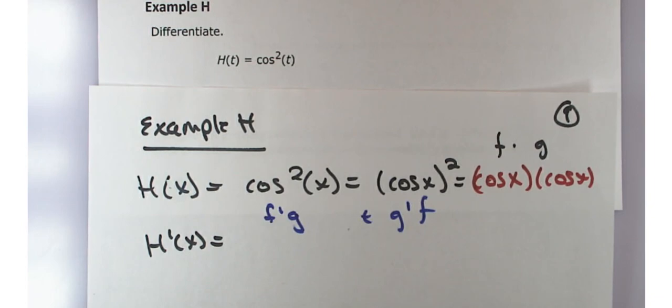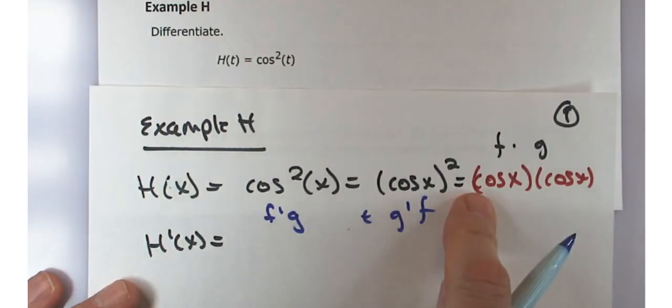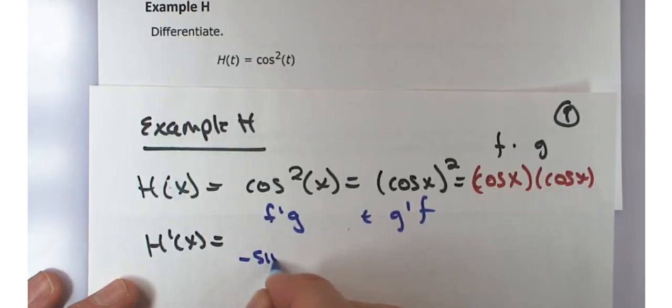Max. Yep. What's f prime? That could be negative sine x. Yeah, negative sine of x times g, which is cosine of x. Good.